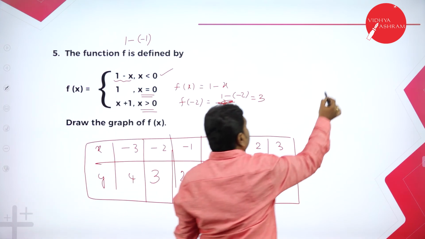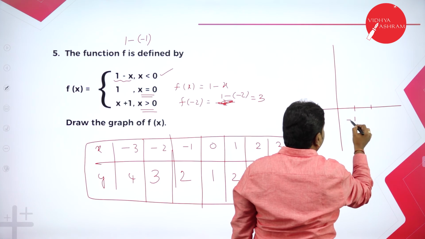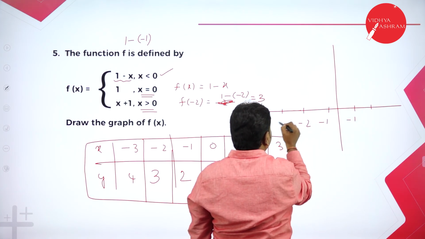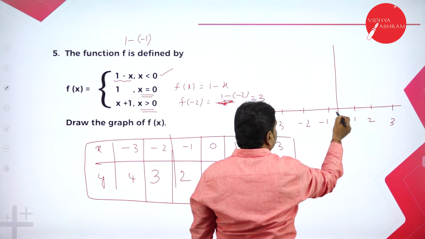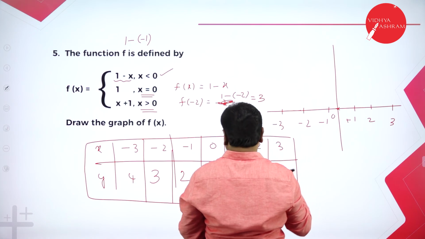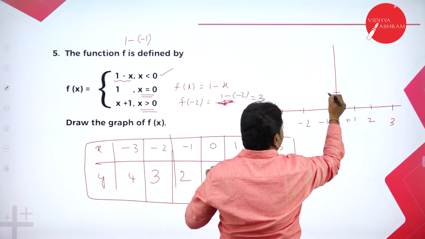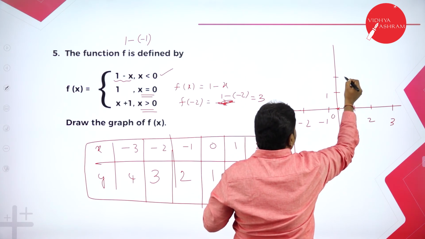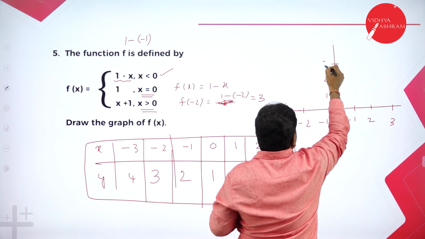So when you draw the graph, you selected x values as what? Minus 1, sorry, positive 1. So minus 1, minus 2, minus 3. Then plus 1, 2, 3. So now 0. Now substitute. When x is 0, function is 1. When x is 0, y is 1. When x is 1, y is 2. When x is 2, y is 3, 4.